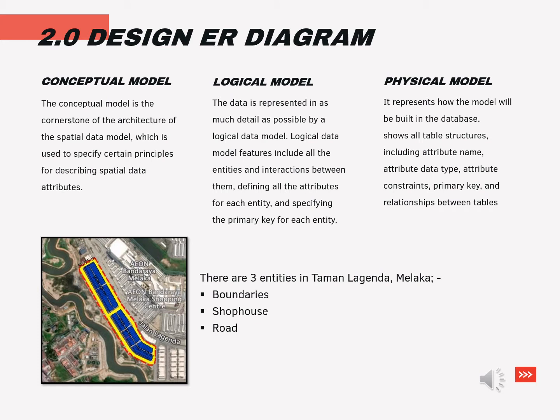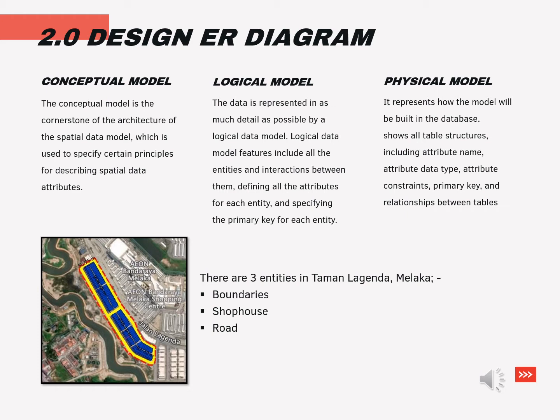Design ER diagram. It has three types of model. First is the conceptual model. The conceptual model is the cornerstone of the architecture of the spatial data model, which is used to specify certain principles for describing spatial data attributes. Second is the logical model. The data is represented in as much detail as possible by a logical data model. Logical data model features include all the entities and the interaction between them, defining all the attributes for each entity and specifying the primary key for each entity.